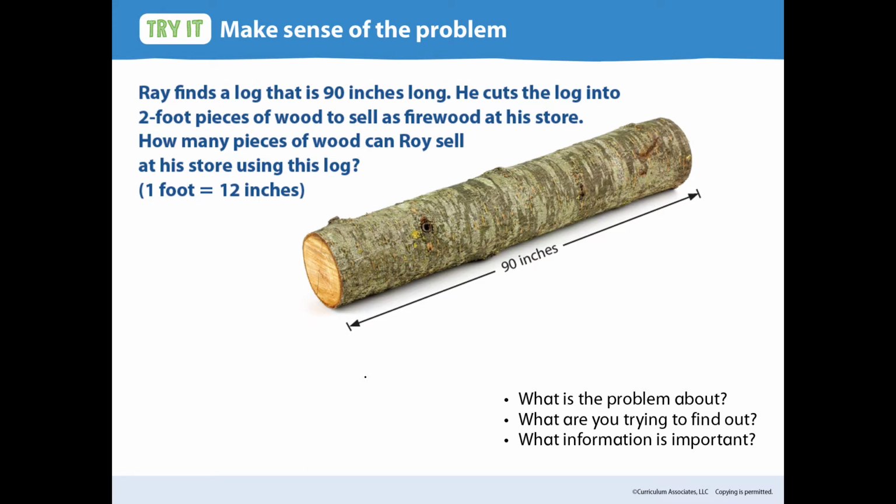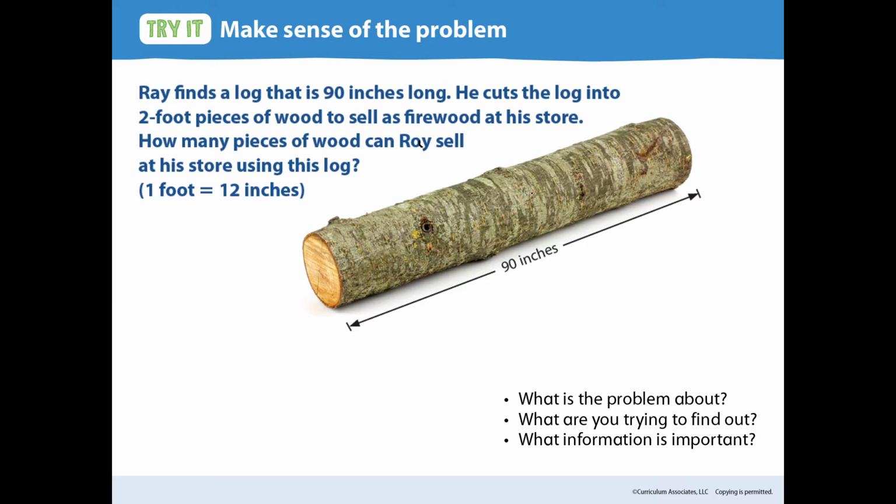Number 1, the try it at the top of the page. And actually there is a little typo in here, and I'm going to change this to say Ray. There we go. Ray finds a log that is 90 inches long. He cuts the log into 2-foot pieces of wood to sell as firewood in his store. How many pieces of wood can Ray sell at his store using this log? All right, pause and solve the problem. And then when you have it written down in your workbook, press play and we'll go over it together.